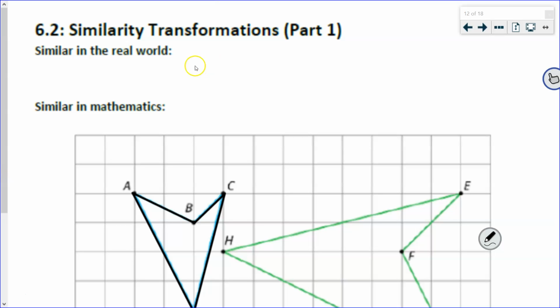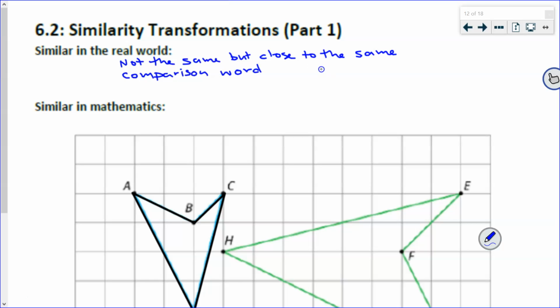All right, you've had a chance to write down what you know or what you think similar means in a real-world setting. Looking for just a few comments. Zeta? Okay, not the same, but close to the same. Any other comments? Emily? Okay, good. It's a comparison word. Other thoughts? I need at least one more student. Cole, I saw that your hand was raised.